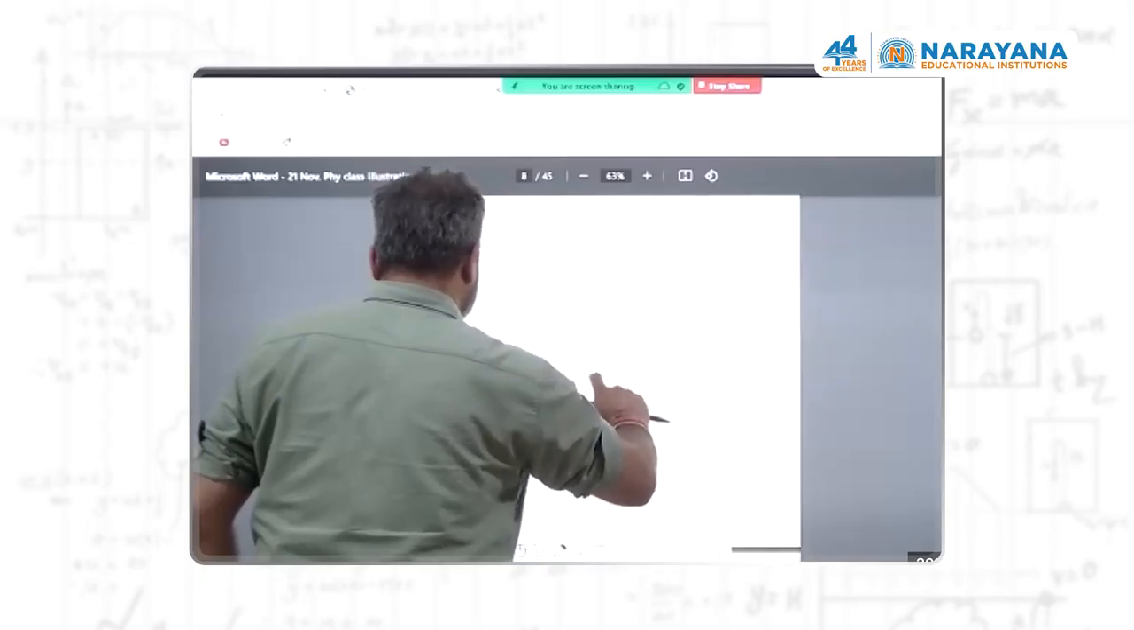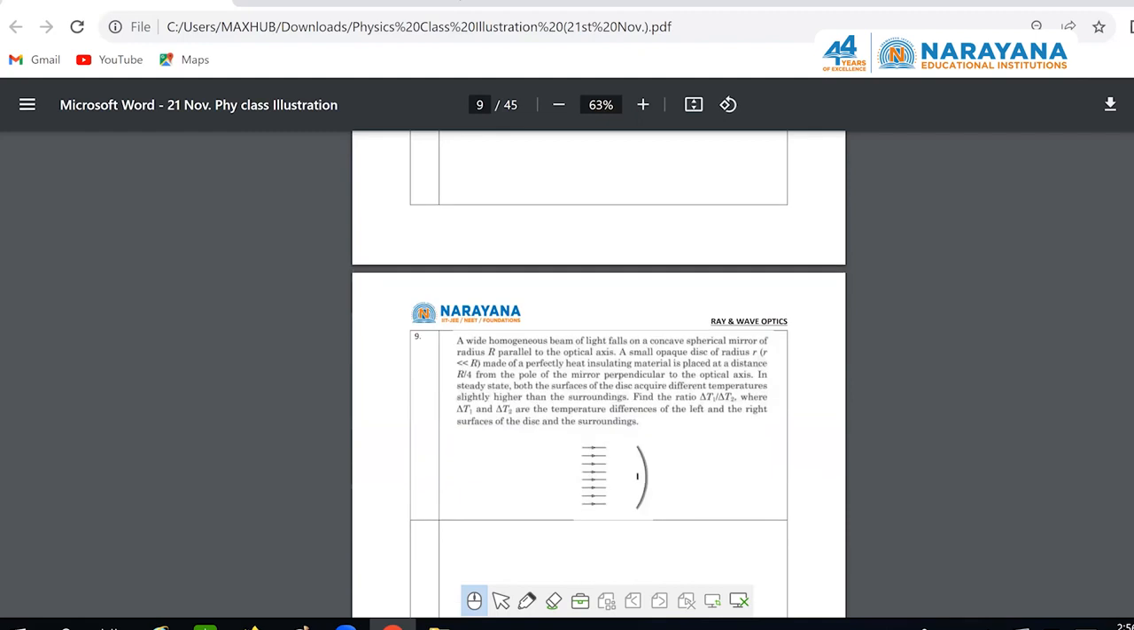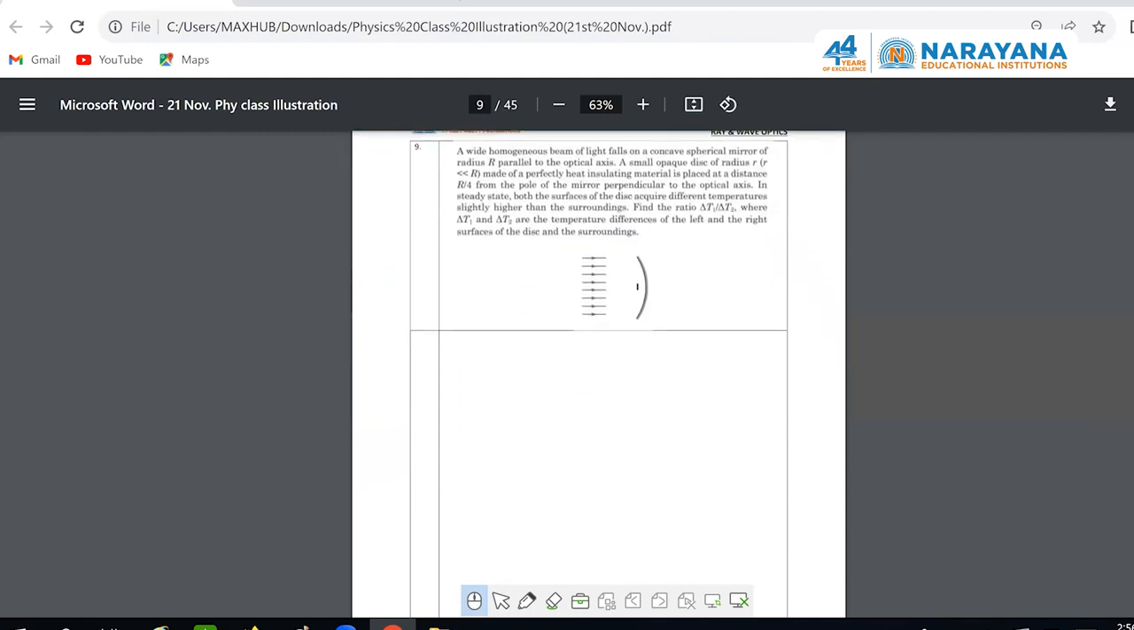Just take up this question number 9. A fundamental problem, read it, where he has used the concept of radiation also. So let me just read this problem. There is a wide homogeneous beam of light. So I'll draw this setup. This is my concave mirror, right? It is placed here, the concave mirror. And now there is a cylindrical beam which is bombarded on the concave spherical mirror of radius r, parallel to the optical axis, right? Parallel to the optical axis.